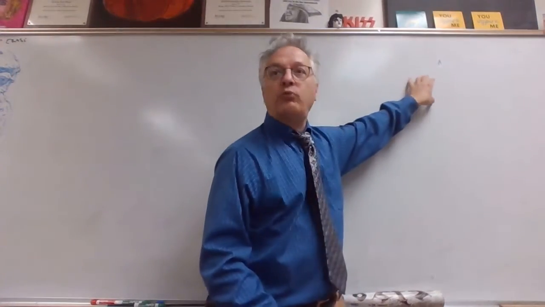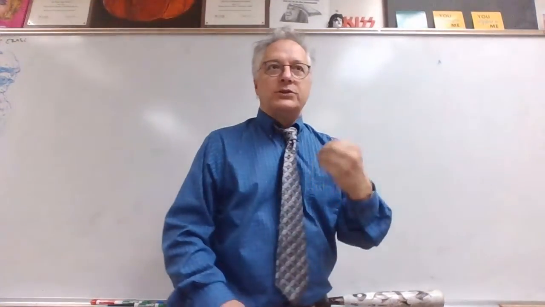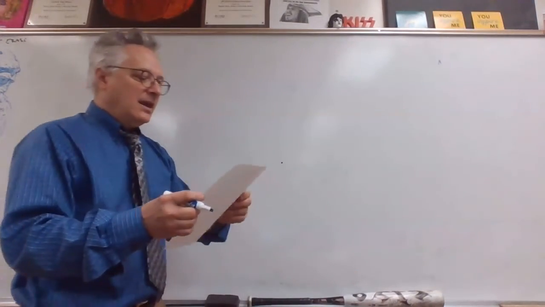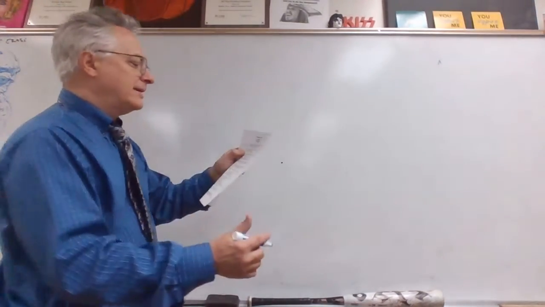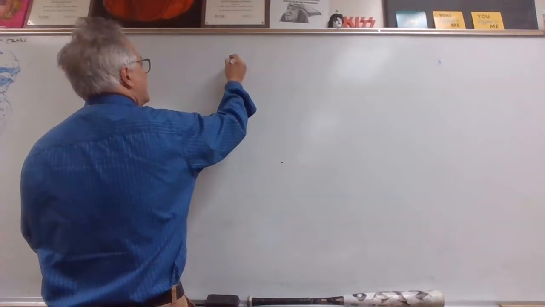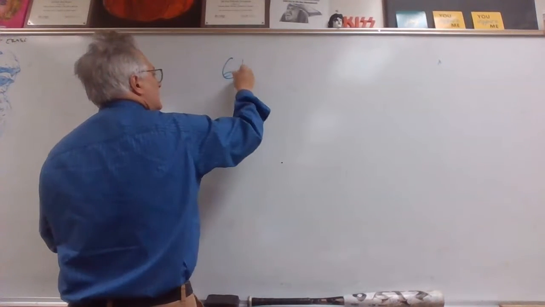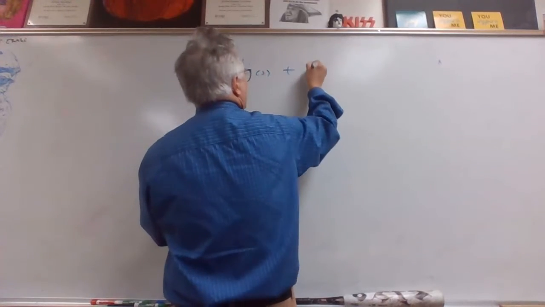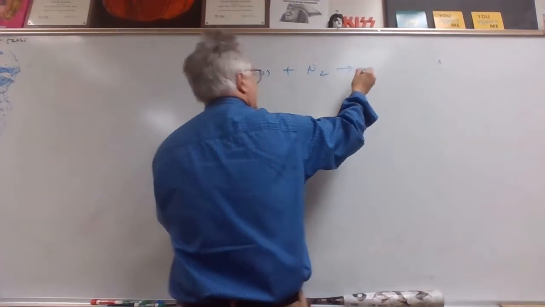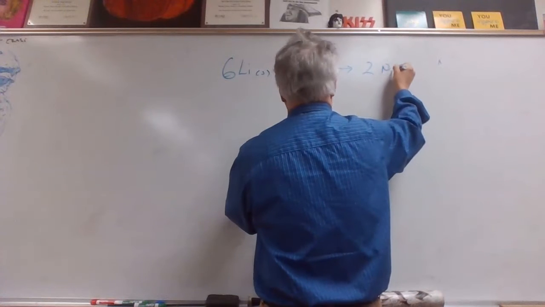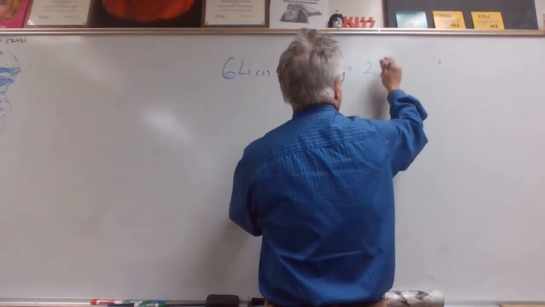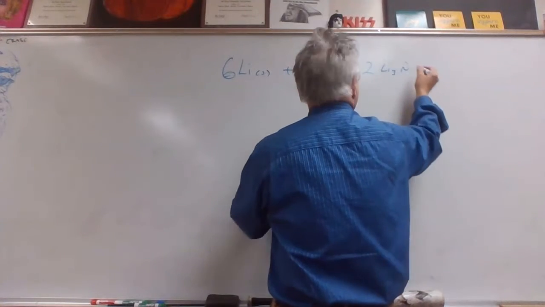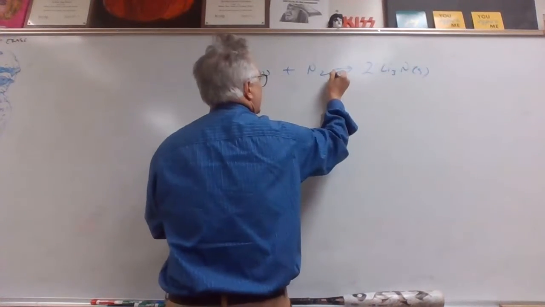How many grams of a product can I make? Well, stoichiometry allows us to compare anything to anything else. So this is saying how many grams of lithium. First of all, let's write the balanced equation. We have 6 lithium solid plus N2 to give 2Li3N, lithium nitride. This is a solid, and this is a gas.